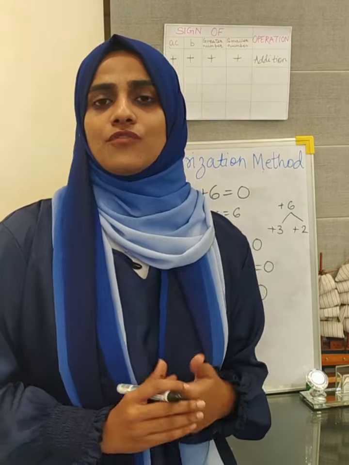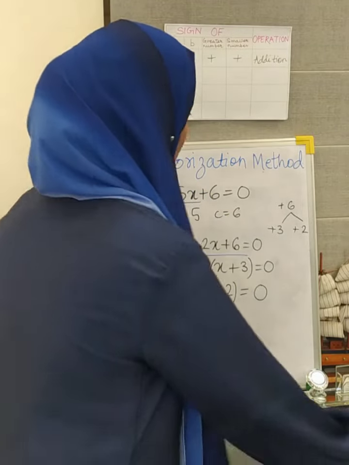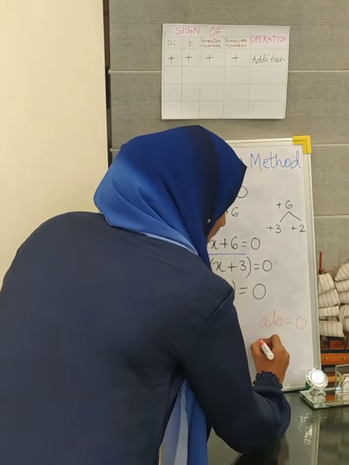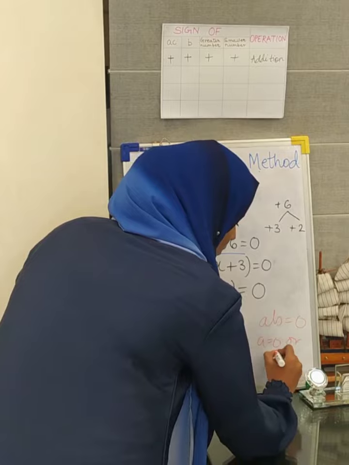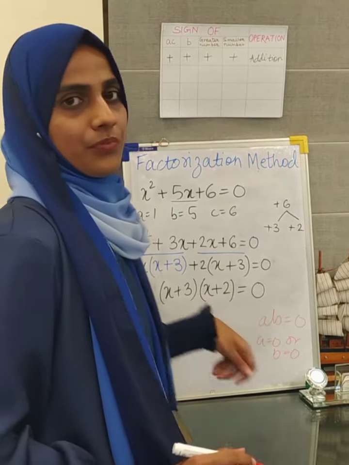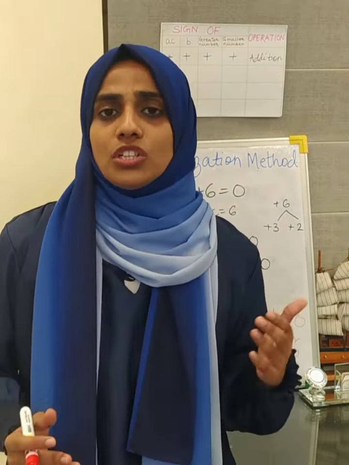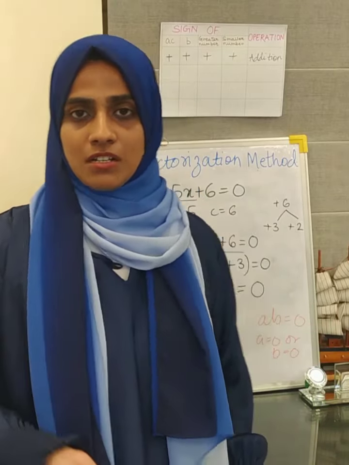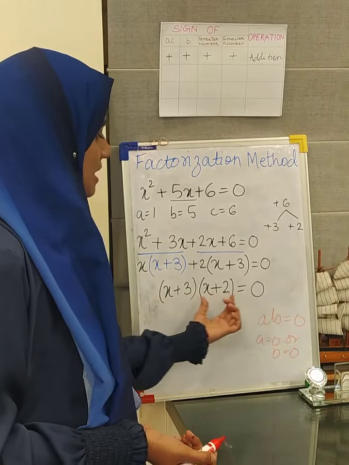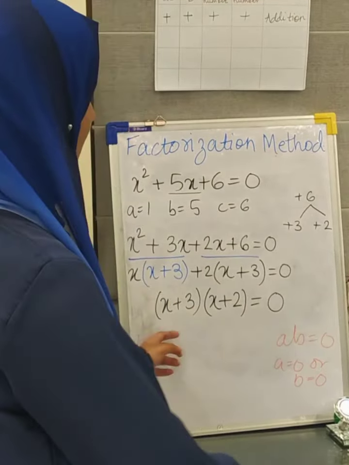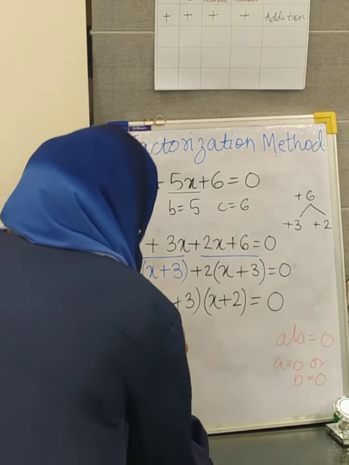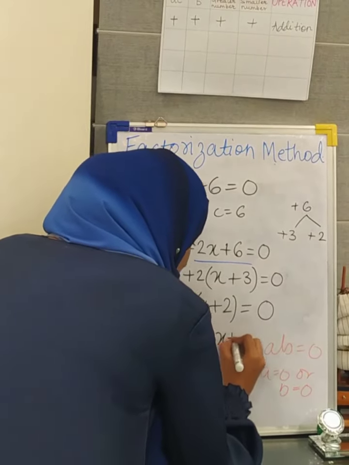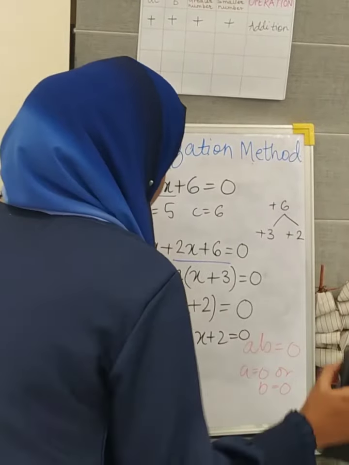Now the product of 0. Understand, if AB is equal to 0, that means either A should be equal to 0 or B should be equal to 0. That is, if the product of two terms is 0, either the first one should be 0 or the second one should be 0. So here the two terms are x plus 3 and x plus 2. So (x plus 3)(x plus 2) is equal to 0. It means either x plus 3 is equal to 0 or x plus 2 is equal to 0.